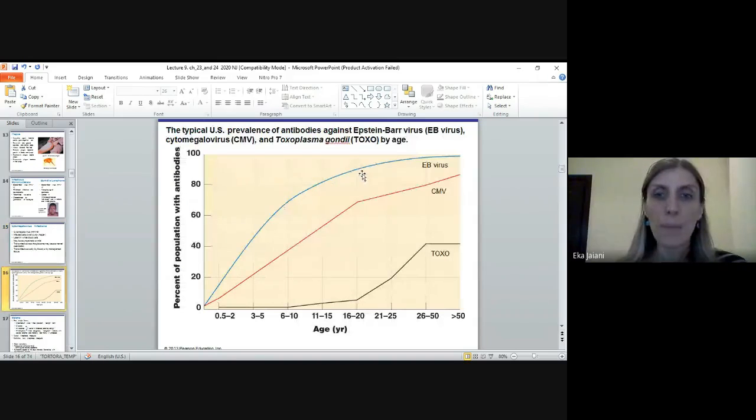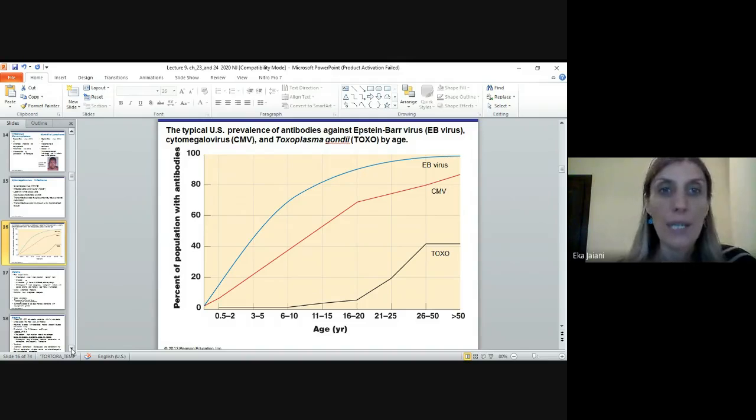And you see the percent of the population with antibodies to Epstein-Barr virus, cytomegalovirus, and this is toxoplasmosis, a parasitic disease, which I have excluded from the presentation. With age, you see that among people over 50 years of age, the majority have antibodies to Epstein-Barr virus and cytomegalovirus. So they were infected with these viruses in their lifetime.